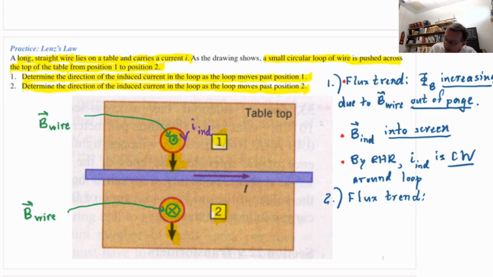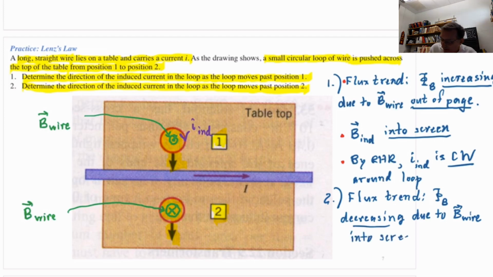It's decreasing, right? Phi sub B is decreasing due to B wire that is into the screen. Let's get that flux trend written down very carefully. I have a magnetic flux that is decreasing due to a B wire into the screen or page. Do you see why it's decreasing flux?